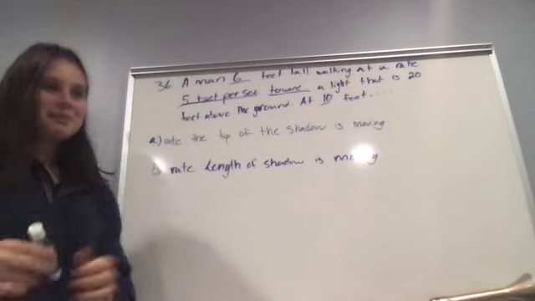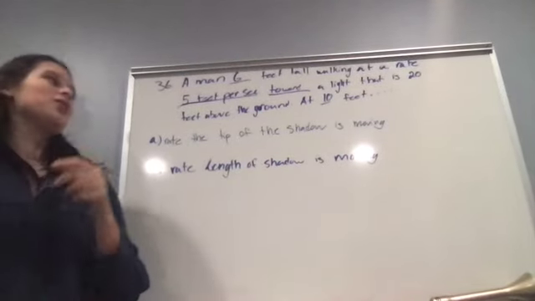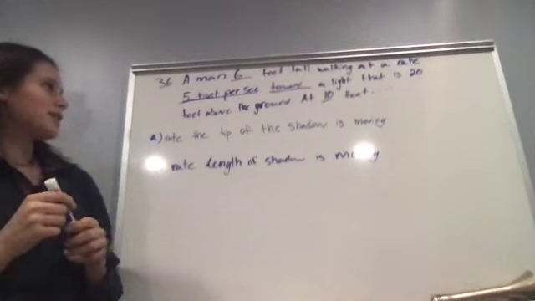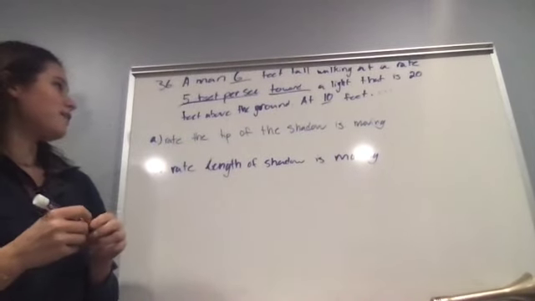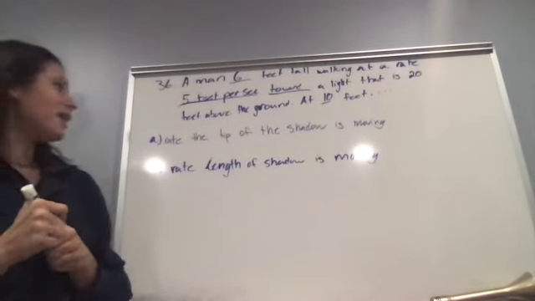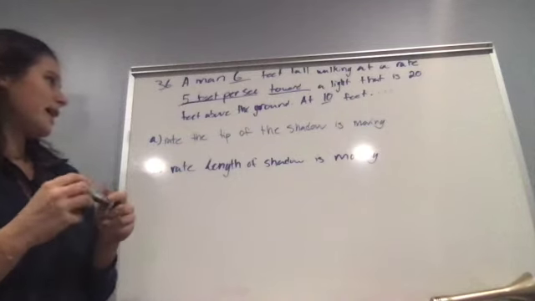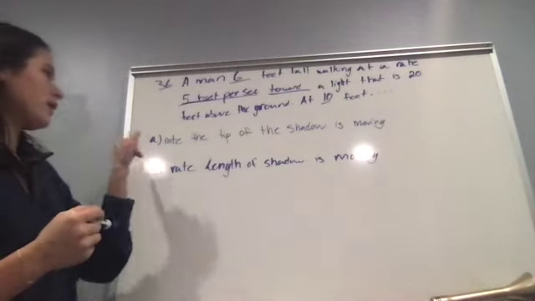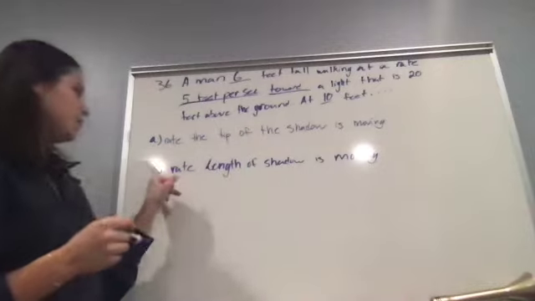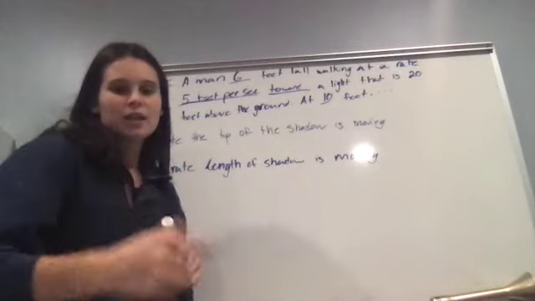Doing problem number 36 from the textbook. Problem number 36 says, a man 6 feet tall walking at a rate of 5 feet per second towards a light that is 20 feet above the ground. At 10 feet, you're going to find A, the rate the tip of the shadow is moving, and B, the rate the length of the shadow is moving.